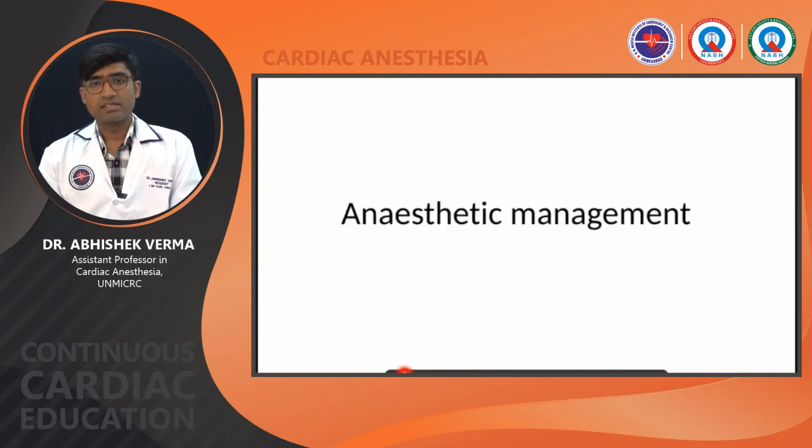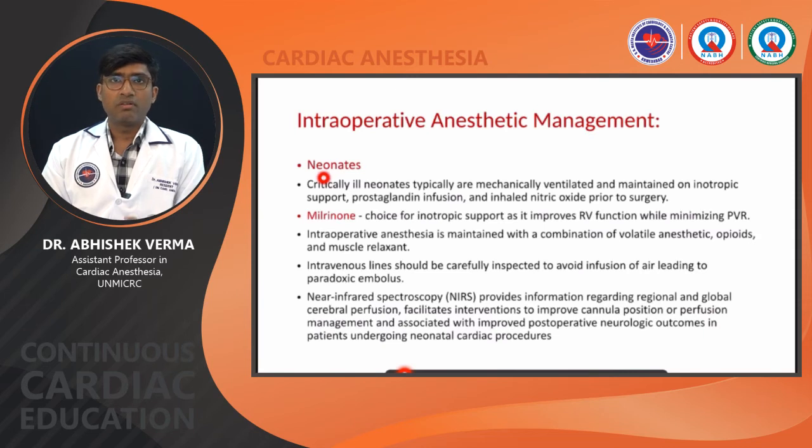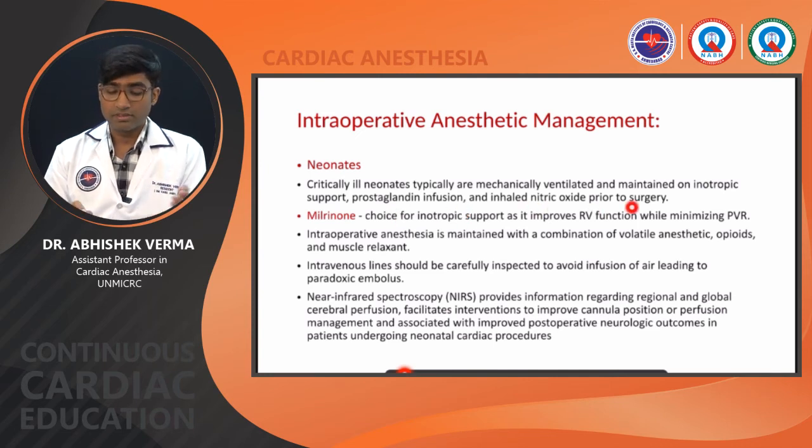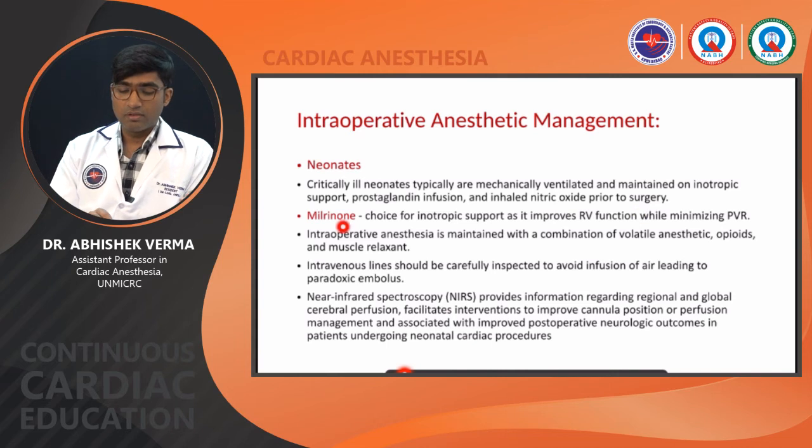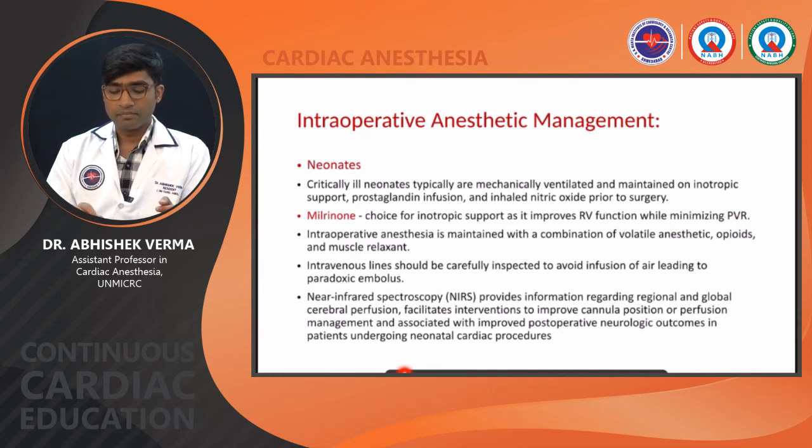Now, the last part is anesthetic management. Intraoperatively, first we discuss the neonates and then the adults. Neonates are critically ill if the patient comes in an early stage, which means the Ebstein anomaly is severe. If they are critically ill, then we have to mechanically ventilate and maintain them on inotropic support, prostaglandin infusion and inhaled nitric oxide prior to surgery. In this type of patient, milrinone is the choice for inotropic support as it improves RV function while minimizing pulmonary vascular resistance.